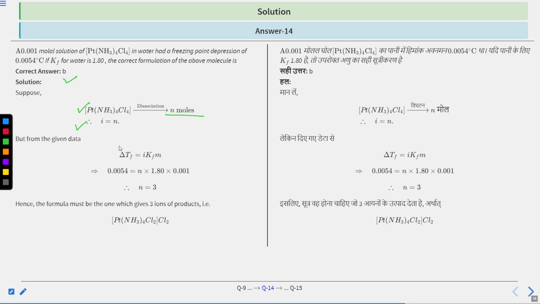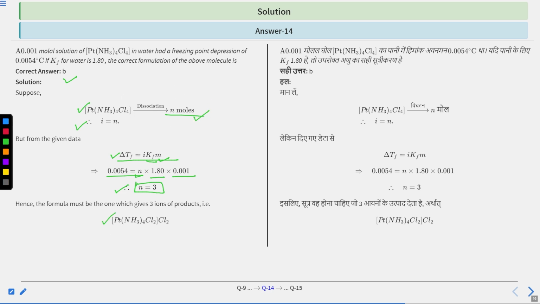But from the given data, we have ΔTf = i Kf × molality. ΔTf is given, which is 0.0054, and i we have taken as n. Kf is given as 1.80, and molality is 0.001. On solving these, we get n equal to 3. So the formula must be the one which gives 3 ions as products, because n is the number of moles of ions we get after the dissociation of this compound. So this compound should dissociate into 3 ions.